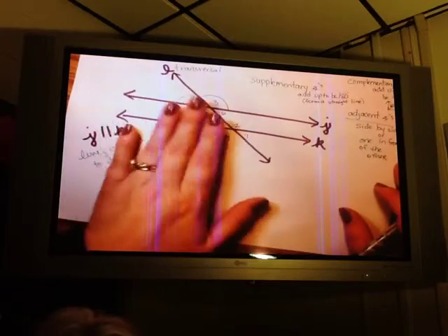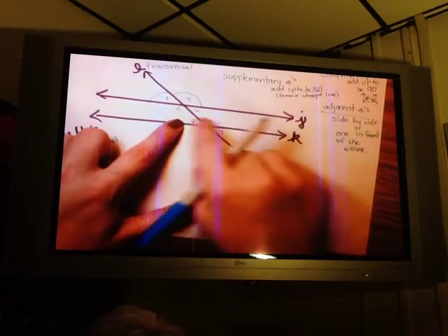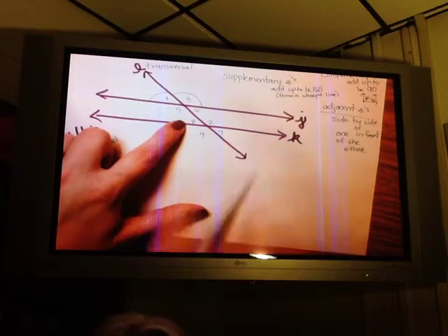Find another pair of adjacent angles here. 8 and 2. Are they adjacent? Do you agree? Yes.